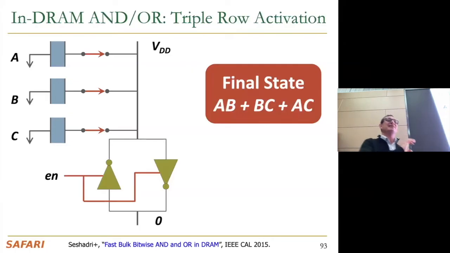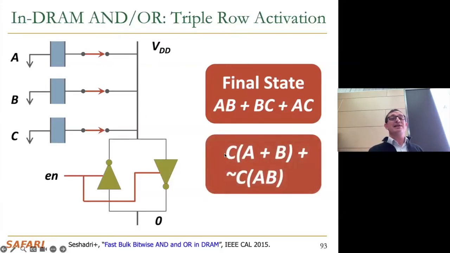This is bitwise. I'm showing you only one bit in each row, but imagine many bits. Now that's bulk bitwise operation, essentially. Majority function is very interesting. Now I can compute the majority of 3 rows. If you take C out and set it to 1, you get the OR function, or the AND function if C is 0. Now you can do bitwise OR and bitwise AND.